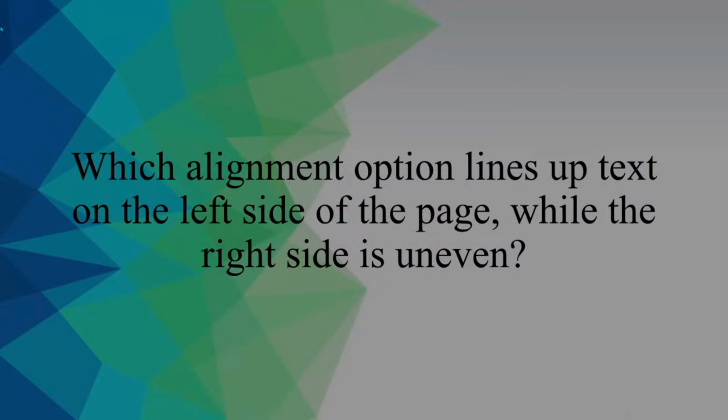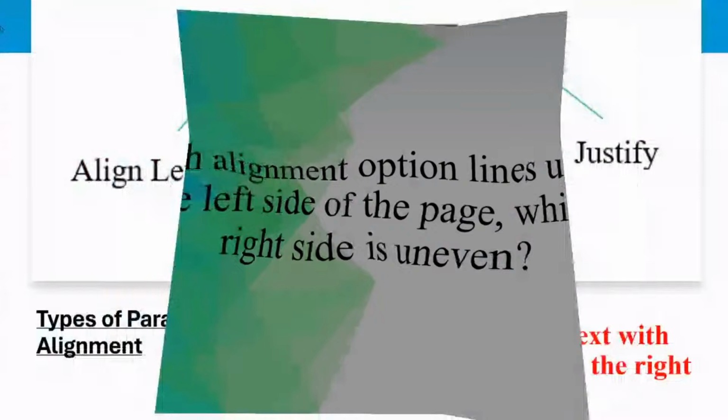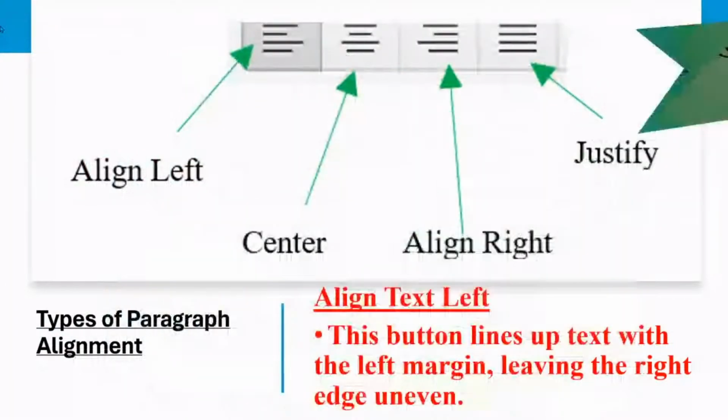Very good, Jalicia. So indeed, it is align left, and very good determine youth, it's also left align. So align left or left align. Very good, guys. So there we have it. The align text left button lines up text with the left margin, leaving the right edge uneven. So everything on the left side is even, and the right side is uneven.